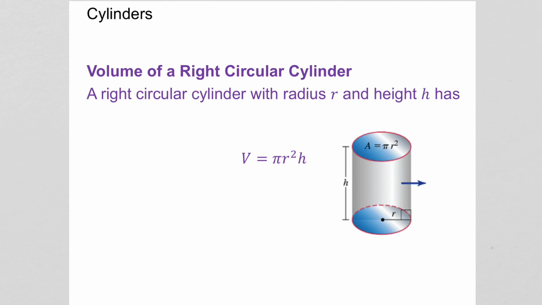A cylinder. Again, you can just find the area of the base and multiply by the height. The area of the base is the area of a circle, pi r squared. Multiply by the height.